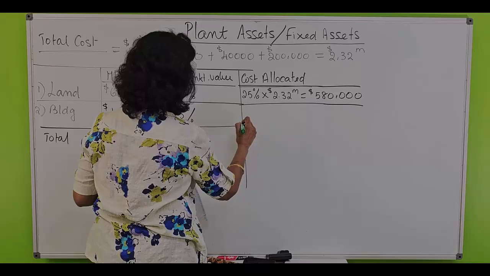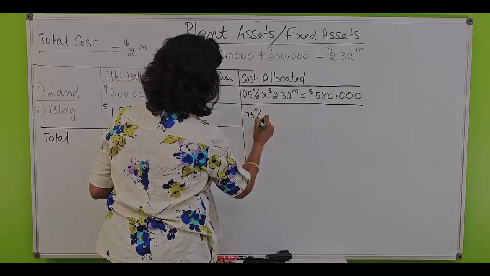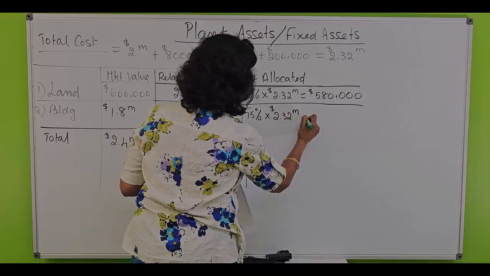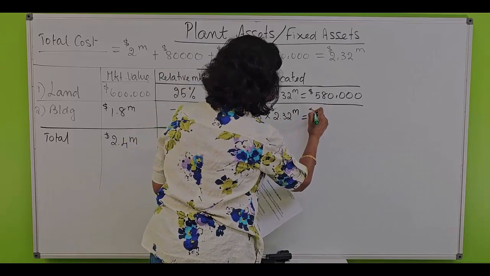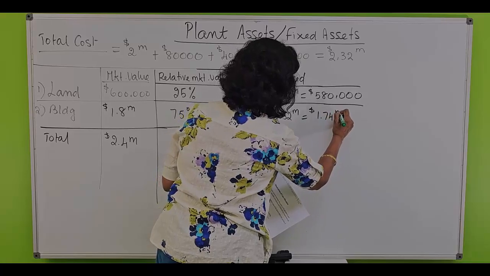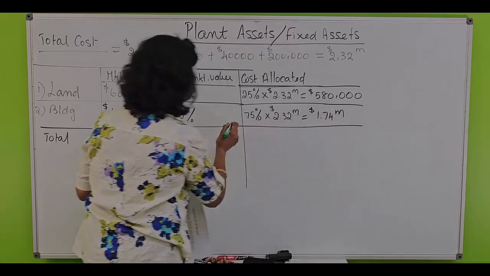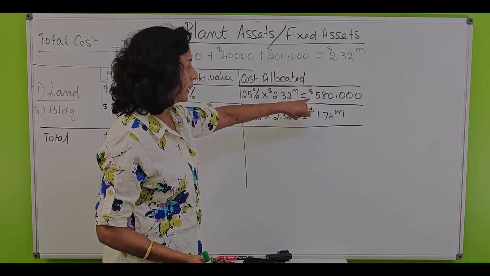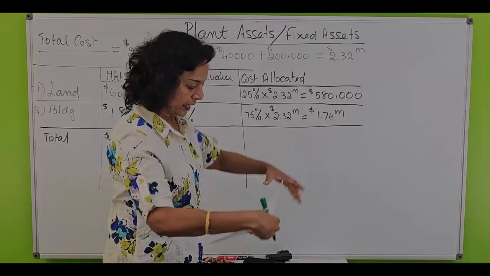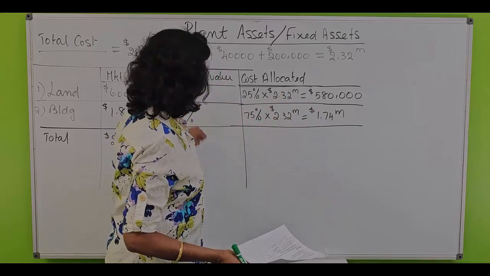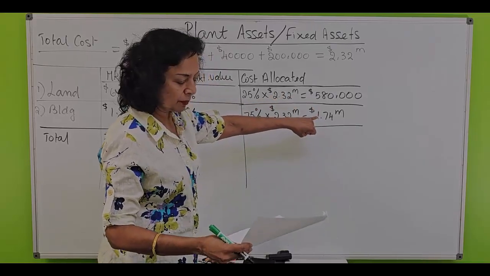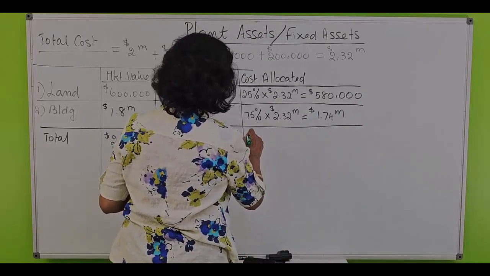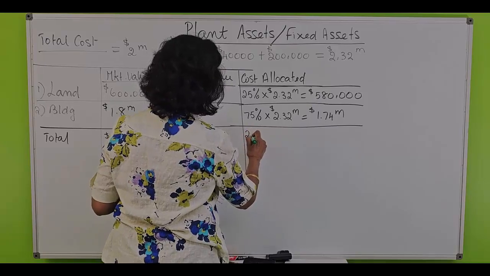And for the building, you will allocate 75% of the 2.32 million. So you will allocate 1.74 million. So out of the 2.32 million, you will record the land at $580,000 and you will record the building at 1.74 million. So to record this purchase, this is the second requirement.